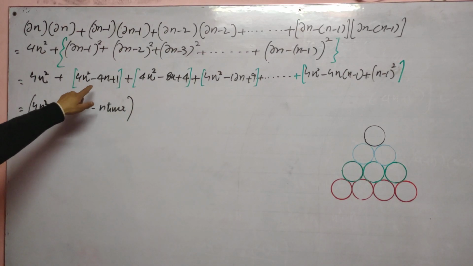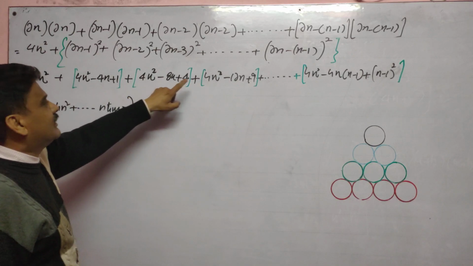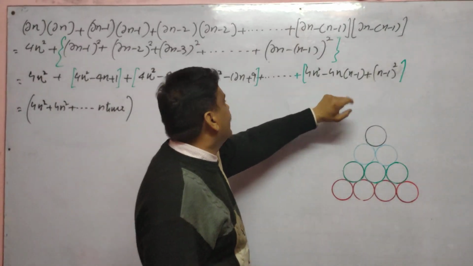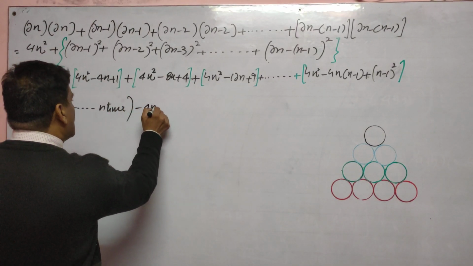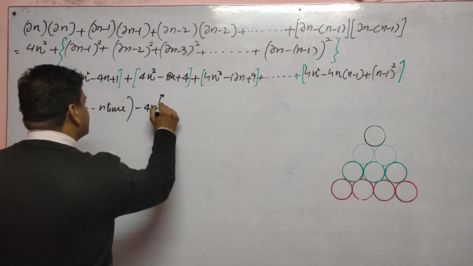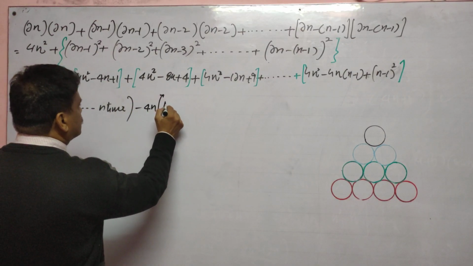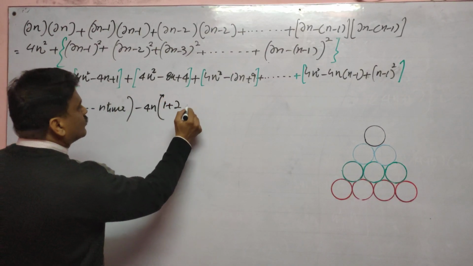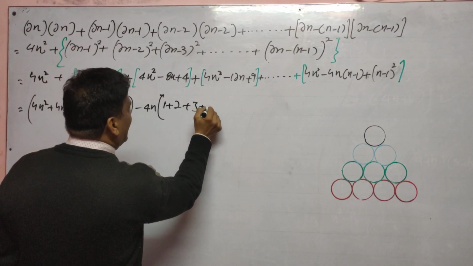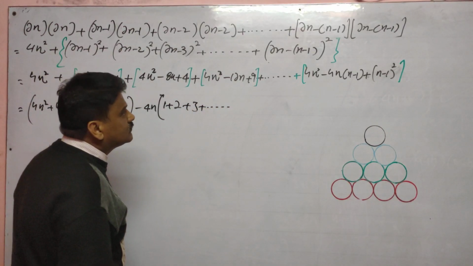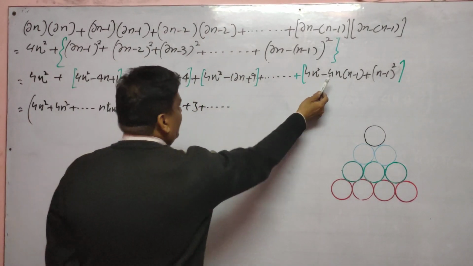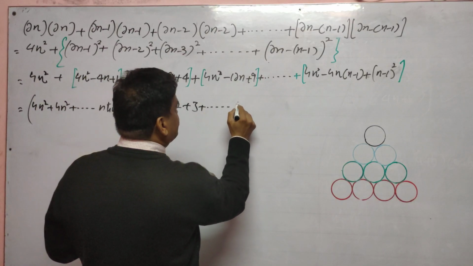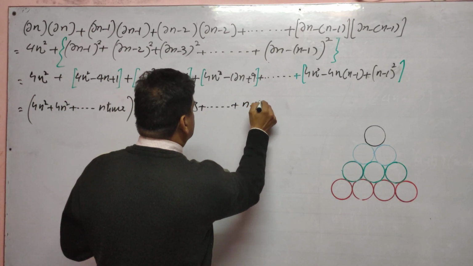Now, taking minus 4 as common from here, minus 4n, minus 8n, minus 12n and so on, minus 4n, we will take minus 4n as common. By taking minus 4n as common, we will get 1 plus 2 plus 3 and so on. By taking minus 4n common, here we will get plus n minus 1 times.